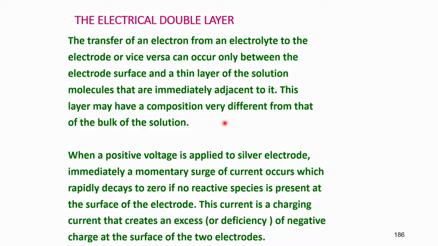This layer may have a composition very, very different from that of the bulk of the solution. Why? Let me give you a pause of about 3 seconds to think about it. Why is the solution immediately adjacent to the electrode, maybe 0.5 mm or 0.2 mm, different from the bulk of the solution?